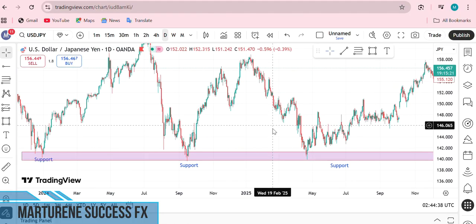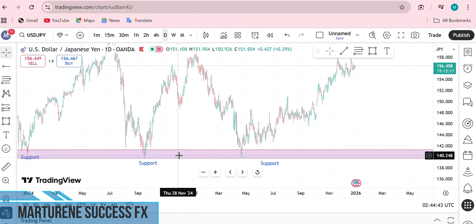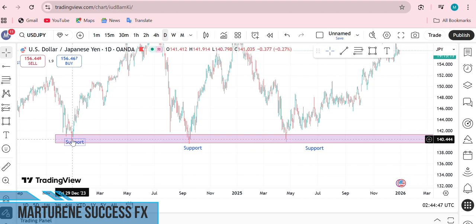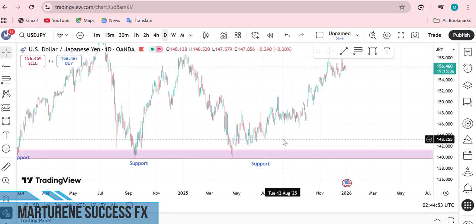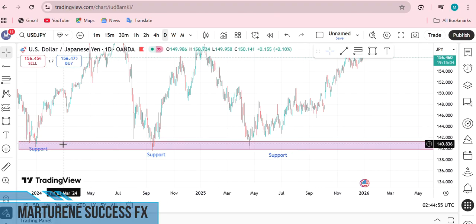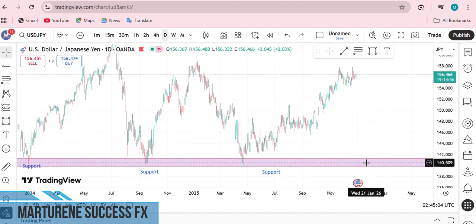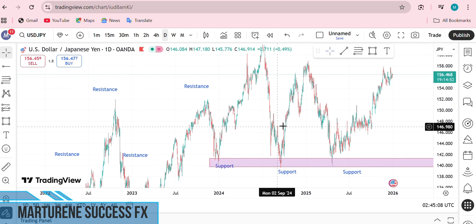Then we go back to the candlestick chart. Currently we see that the market made a rejection here, a rejection here, another rejection here on this zone. So we are expecting that if price enters this zone again, there's a high probability that the market is going to go up. Okay, so this is support.